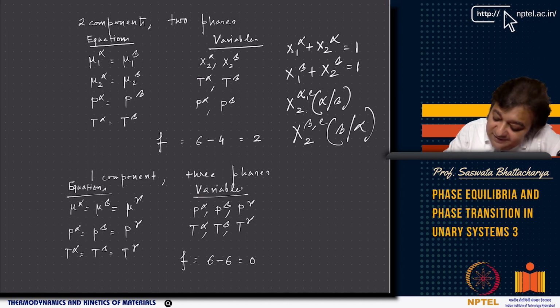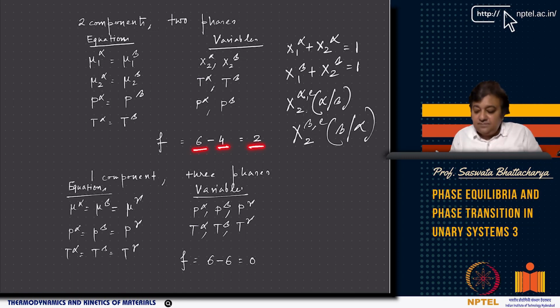So what are the independent variables? We have T alpha, T beta and P alpha, P beta, and the two unknown compositions, so total 6 variables, and if you see, I have one equation, 2, 3, 4. So 4 equations. So if you have two components and two phases, you have degrees of freedom equal to 2, right?